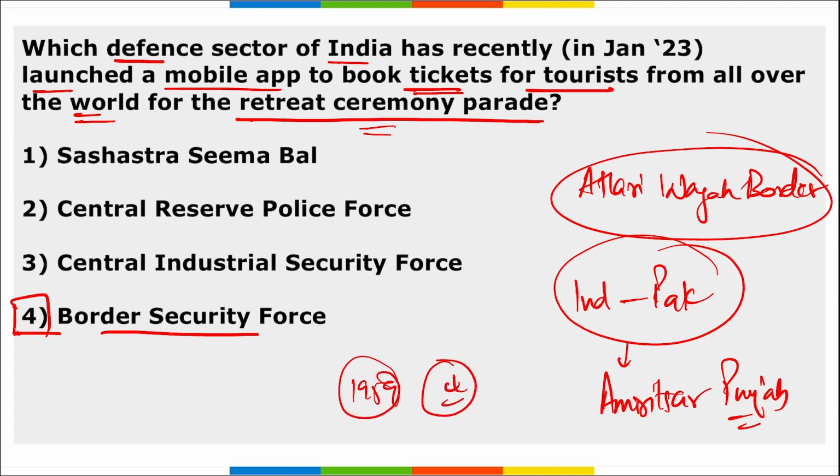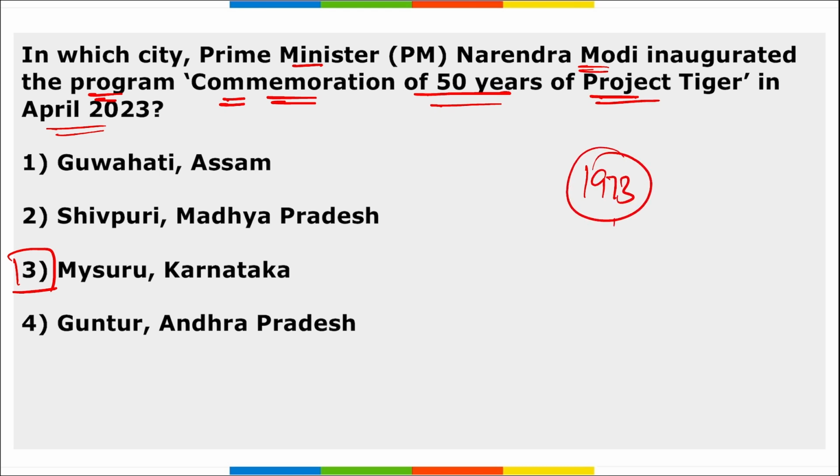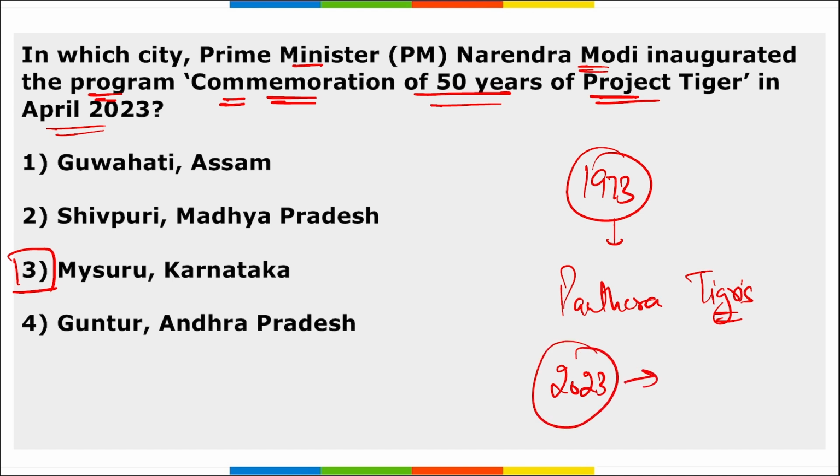Next, in which city did Prime Minister Narendra Modi inaugurate the program commemorating 50 years of Project Tiger in April 2023? So recently it was in Mysore, Karnataka that Prime Minister Narendra Modi inaugurated the commemoration of 50 years of the Project Tiger. When did Project Tiger start? It started in 1973, right? And it was to save the tigers. What is the scientific name of tiger? It is Panthera tigris, right? And the year 2023 marks the 50th anniversary of the Project Tiger.